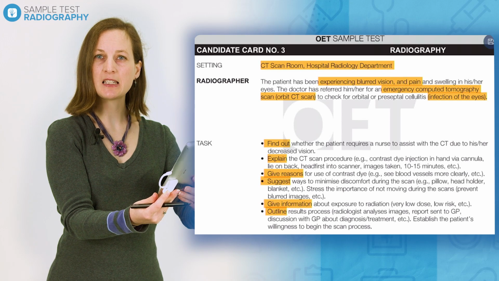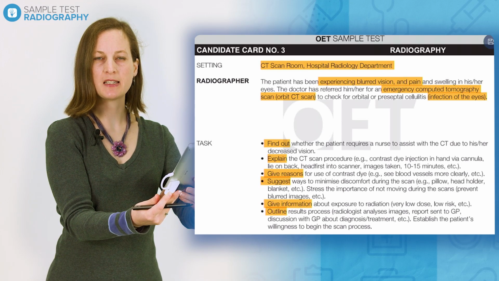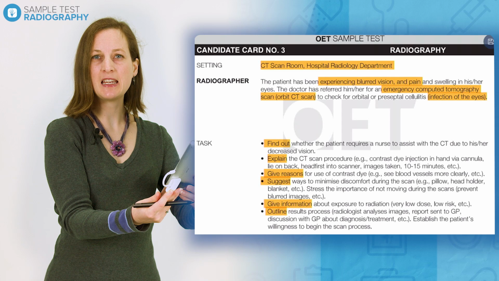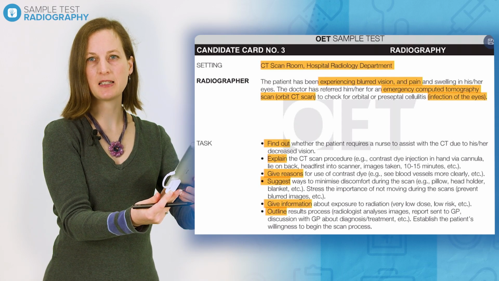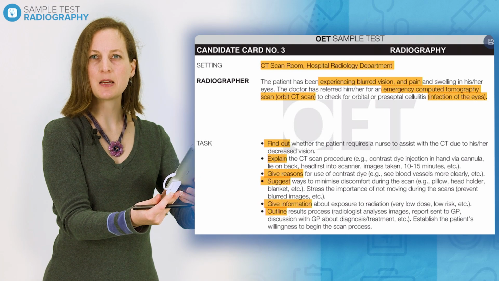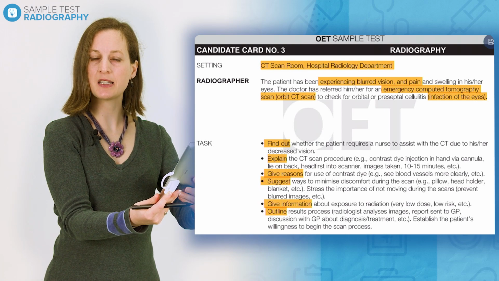Is there anything unexpected to the patient in what I'm going to tell them? In this case, yes. Most of the information is likely to be unfamiliar and unexpected to the patient, so I need to think about how to clearly explain the process.